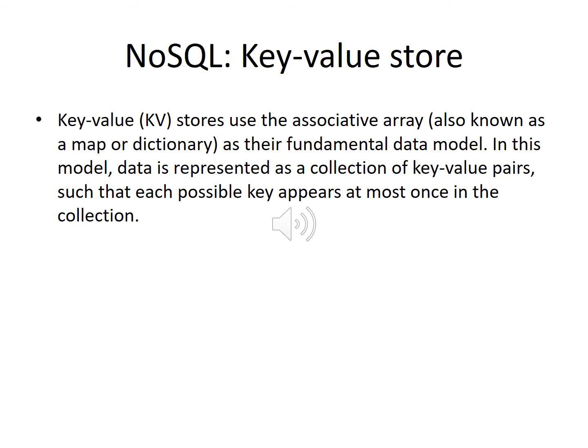The key value stores use the associative array, also known as a map or dictionary, as their fundamental data model. In this model, data is represented as a collection of key value pairs, such that each possible key appears at most once in the collection. So in other words, it has, let's say, the key state, and then the value for the state would be each of the 50 abbreviations of each of the states.